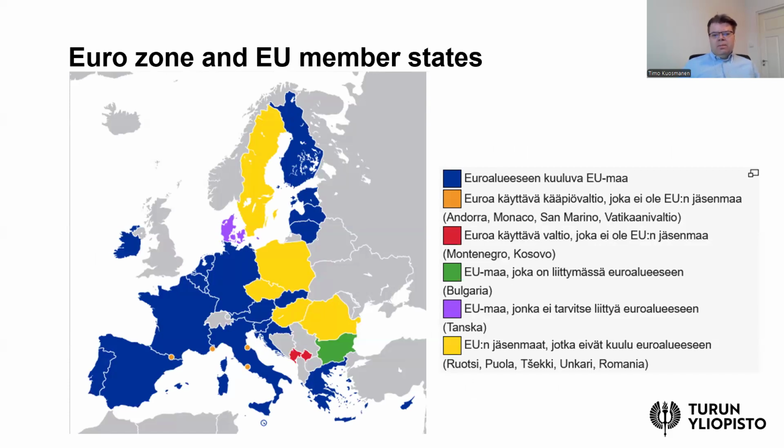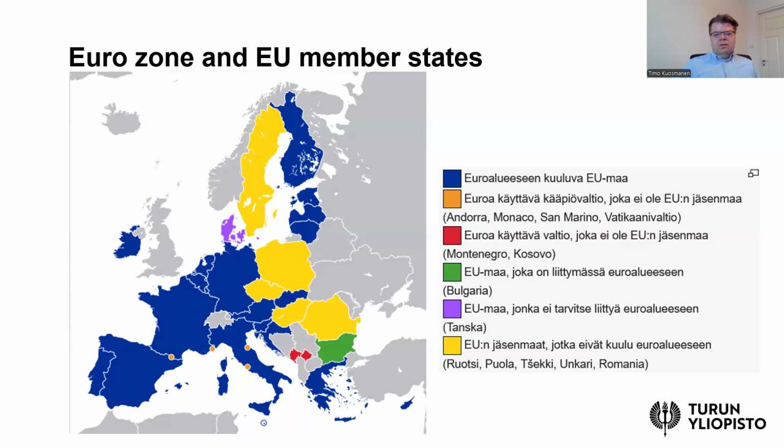This map shows, in blue, the member states of the monetary union, which are using the euro as the currency. The orange color indicates some small states that are not EU members but are still using the euro as a currency. The red also includes Montenegro and Kosovo, which effectively use the euro but are also not EU member states. Green indicates Bulgaria, which is planning to join this year. Denmark is indicated with purple. Denmark does not have to join, but it has an option to join if it wants to. And the yellow color includes Sweden, Poland, the Czech Republic, Hungary, and Romania, which are currently not members of the monetary union.